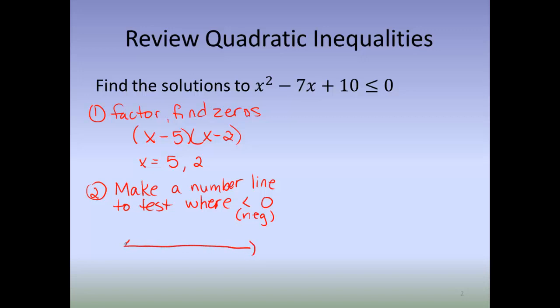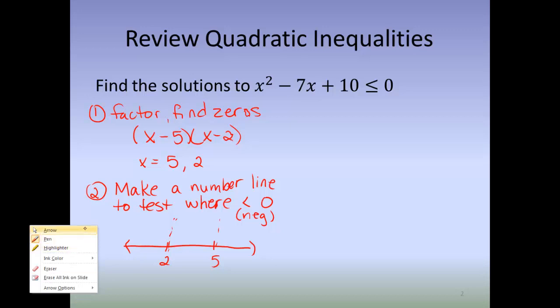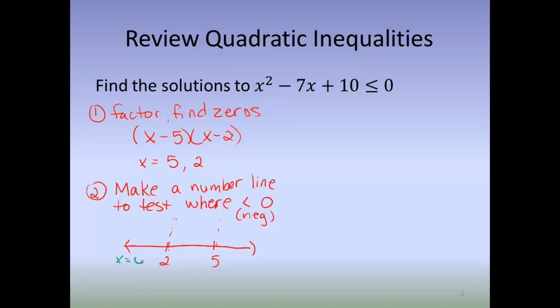If I make my number line and put my two zeros on there, 2 and 5, it splits into 3 regions. What I need to do is pick a number in each region to test where this polynomial is going to be positive or negative. So for example, over here, if I test x equals 0 and plug it in, I do 0 minus 5 times 0 minus 2, and I'm going to get a positive value.